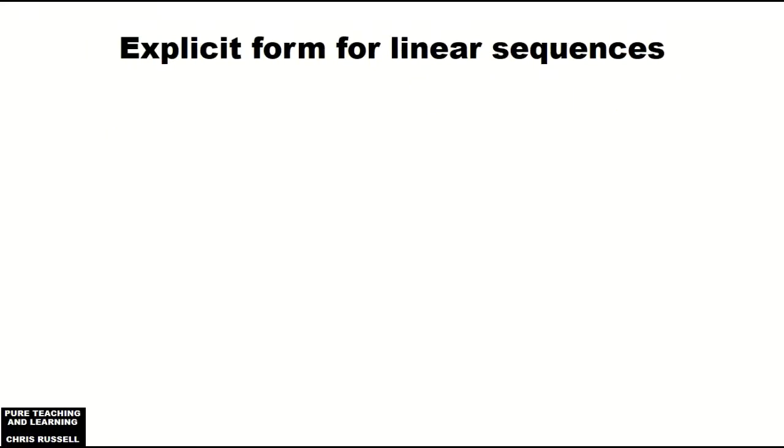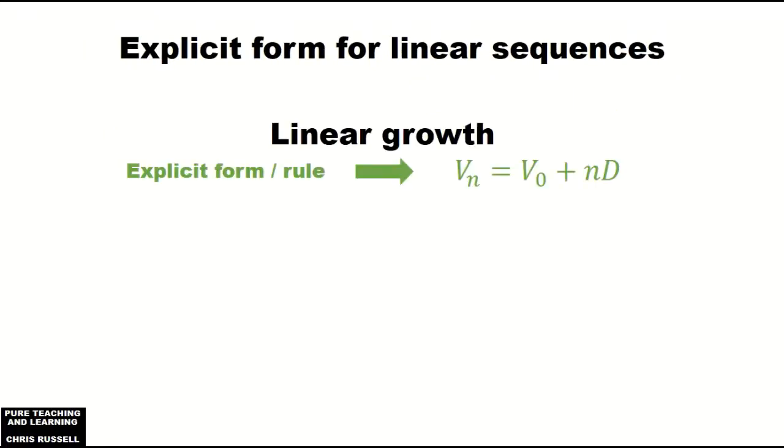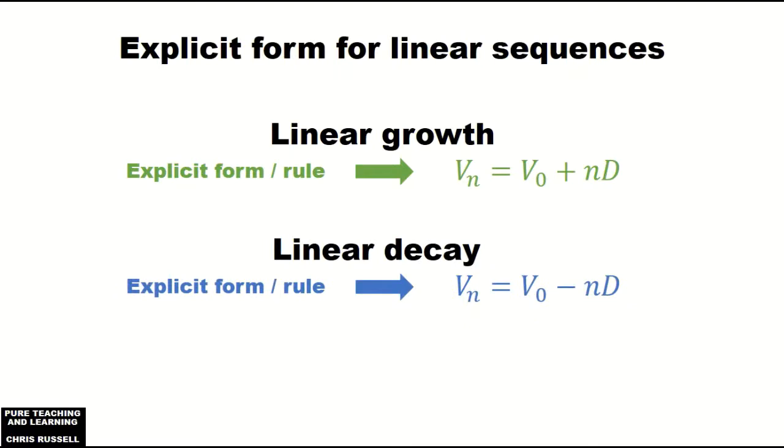Now, explicit form for linear sequences. So we have linear growth. As you can see, we are adding the term value multiplied by the common difference. With linear decay, it's the other way. We are subtracting. And that is basically linear growth and decay in the explicit form.